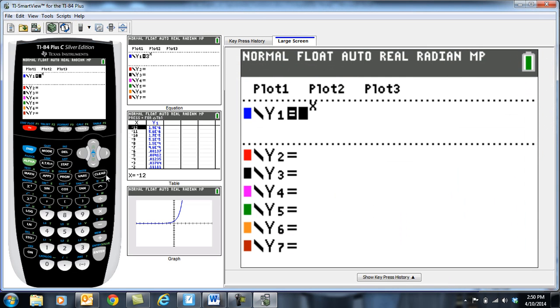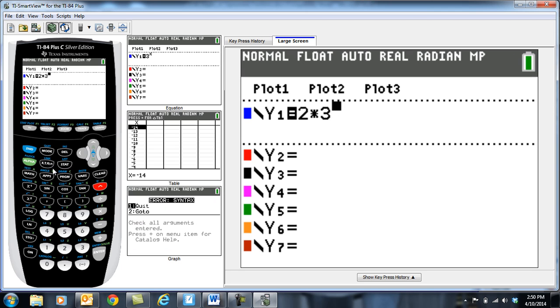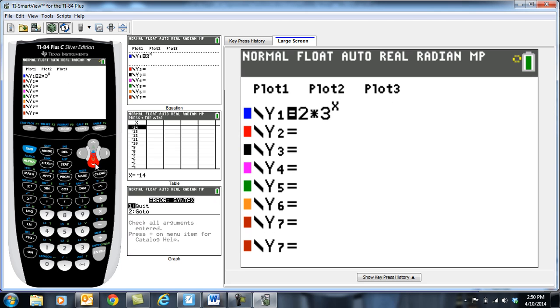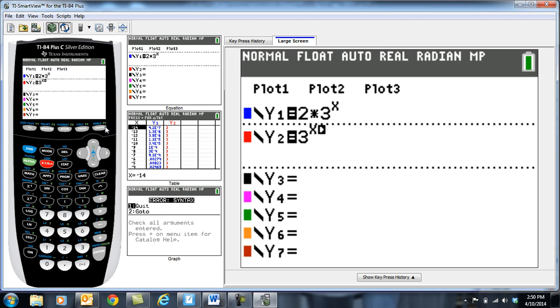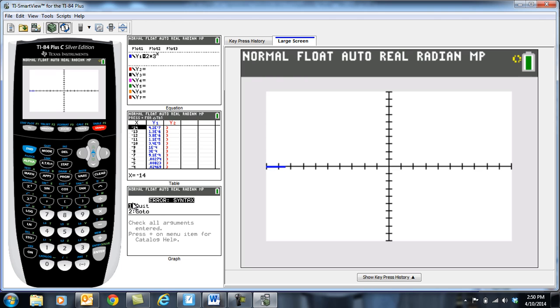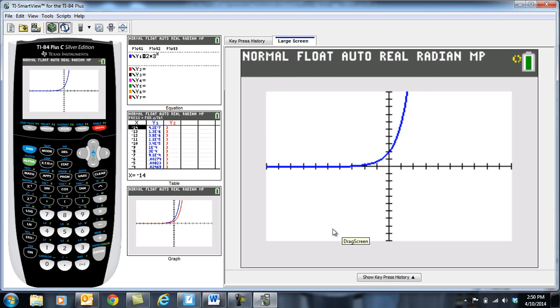So if I go over here, now I want to do 2 times 3 to the power of x. And over here, I'm going to leave the original one. I'm going to leave 3 to the power of x in there so that I can see what would happen. So here's the new one, and then here is the original one. I'm going to draw it in red in just a second. There it is. And so now that one's in red. So the red one's the original, the blue one is the new one.